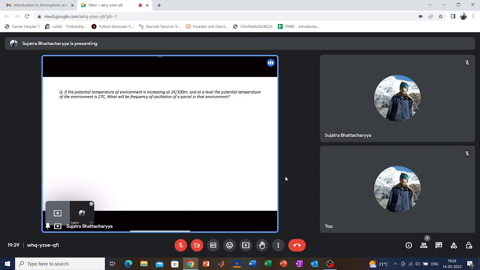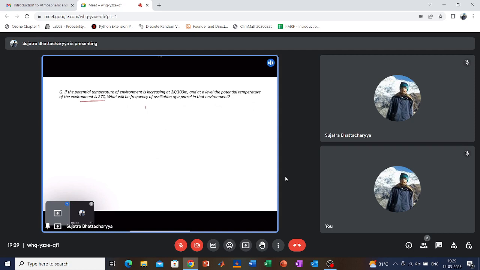This is the numerical which I have framed. If the potential temperature of the environment is increasing at 2 Kelvin per 100 meter, and at a level the potential temperature of the environment is 27 degrees Celsius, what will be the frequency of the oscillation of a parcel in that environment?